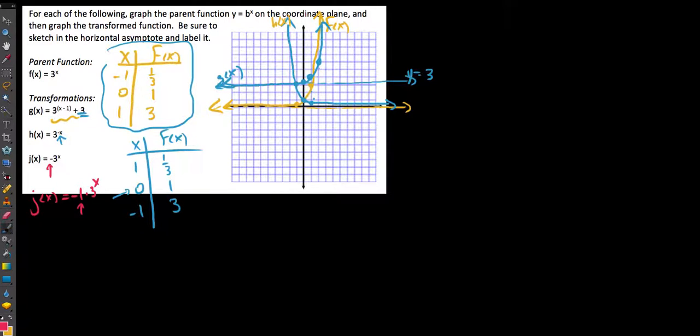But this would mean all of our original y values would become their opposites. So instead of -1, +1/3, we'd be at -1, -1/3. You can see that that flipped over the x-axis. Instead of 0, 1, we're at 0, -1. Instead of 1, 3, we'd be at 1, -3. You would see that this still represents growth, but it does so in a negative direction here, and we'll call this one j of x.